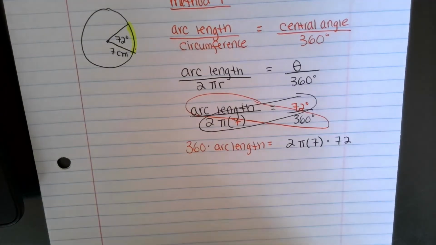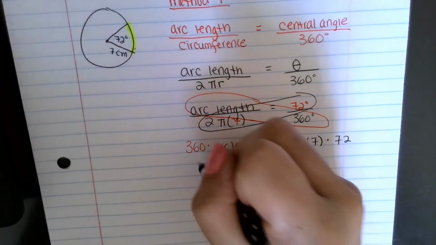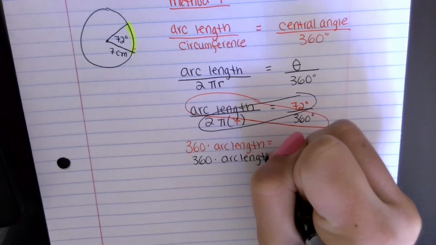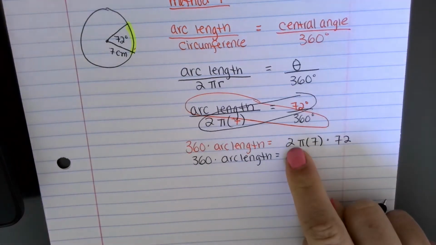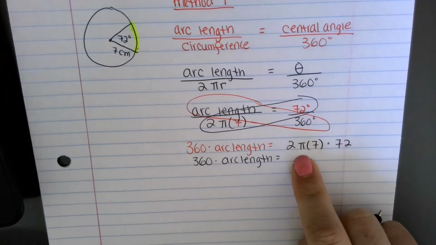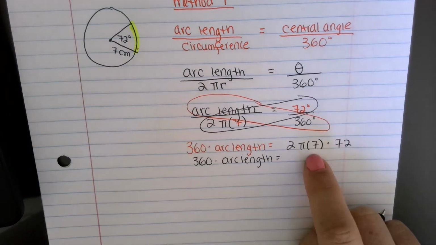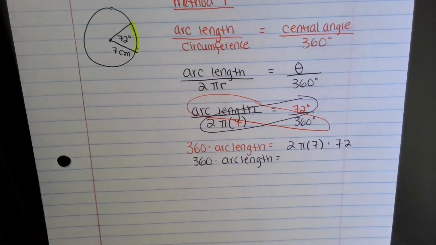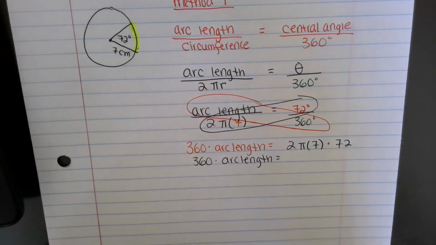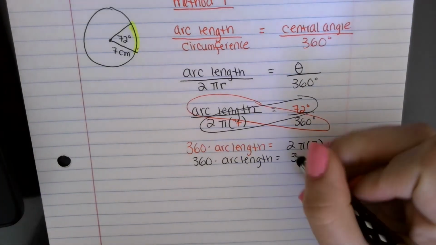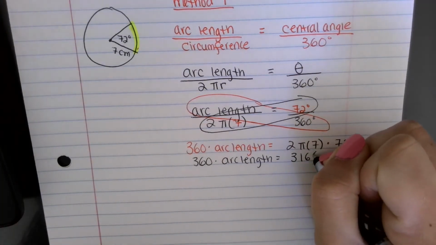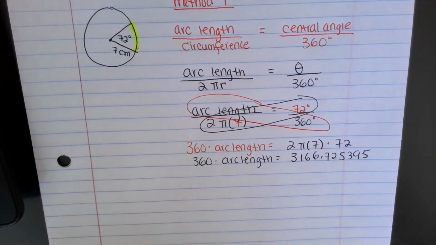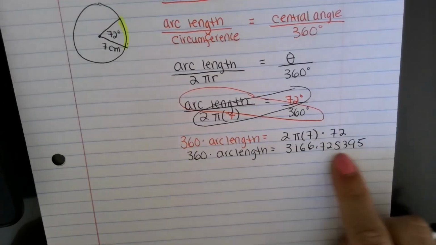So now let's go ahead and multiply here. So we have 360 times the arc length, which is what I'm trying to find, equals, and we're going to do 2 times pi. Now remember, pi is just a number, so you're going to multiply that in the calculator times 7 times 72. So when you multiply those out, you're going to get this big number, and I'm not rounding. You only round at the end. So I'm not rounding anything. So on your calculator, still leave it as that.